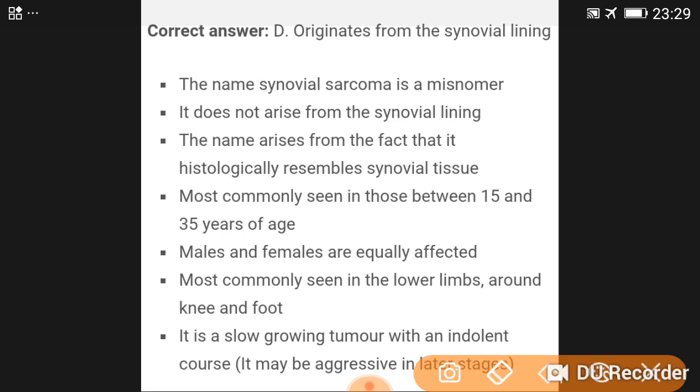The name synovial sarcoma is a misnomer. It does not arise from synovial lining. The name arises from the fact that the histology resembles synovial tissue. It is most commonly seen between 15 and 35 years of age. Males and females are equally affected. It is most commonly seen in the lower limbs around the knee and foot. It is a slow growing tumor with an indolent course. It may be aggressive in later stages.